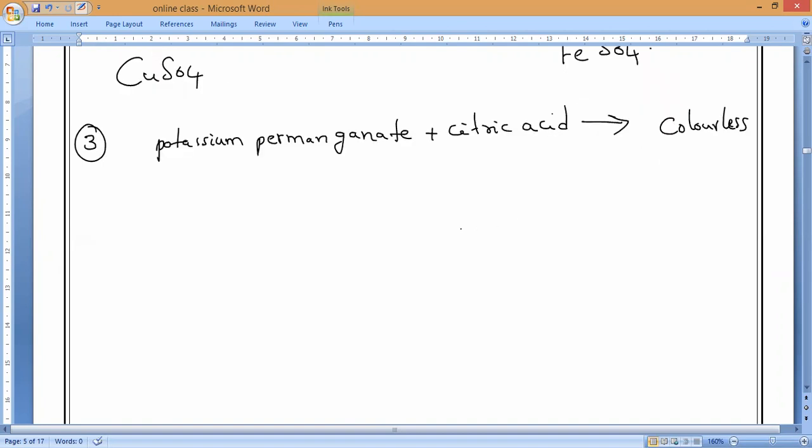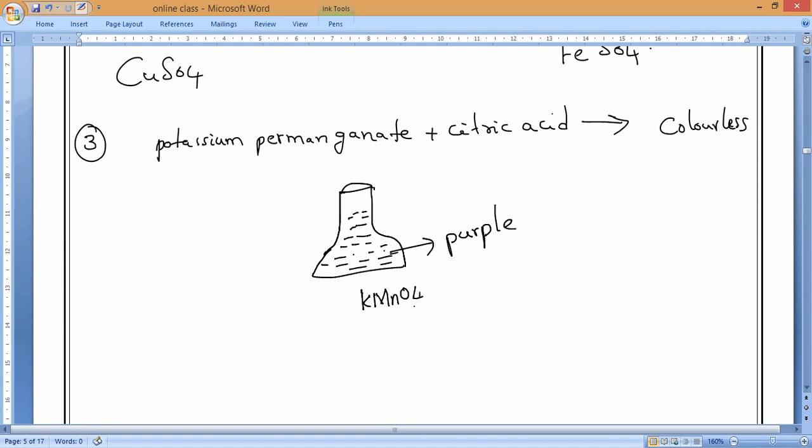So now I will take a single beaker, or we can say a conical flask. I have taken potassium permanganate, which is purple in color. What is the color of this one, guys? Purple color. Okay. So the potassium permanganate formula I am telling you, remember: KMnO4. Potassium permanganate, purple color. Understand everybody?